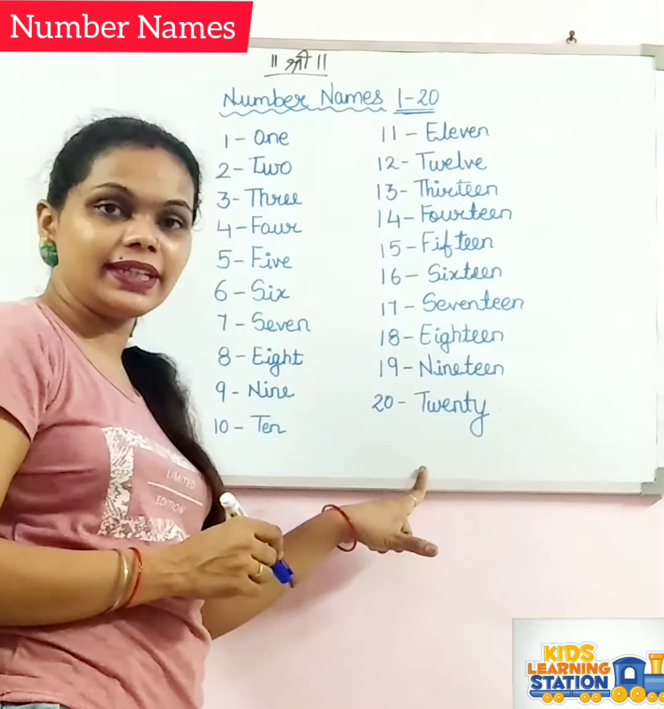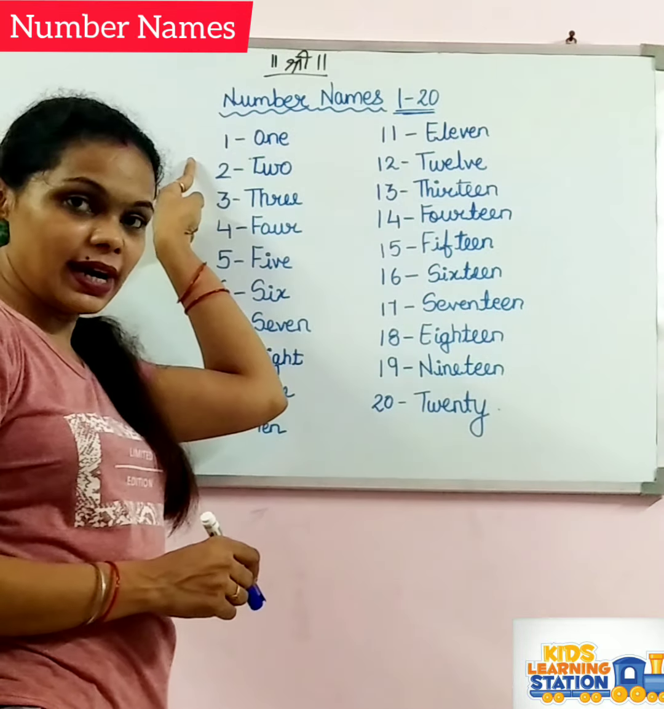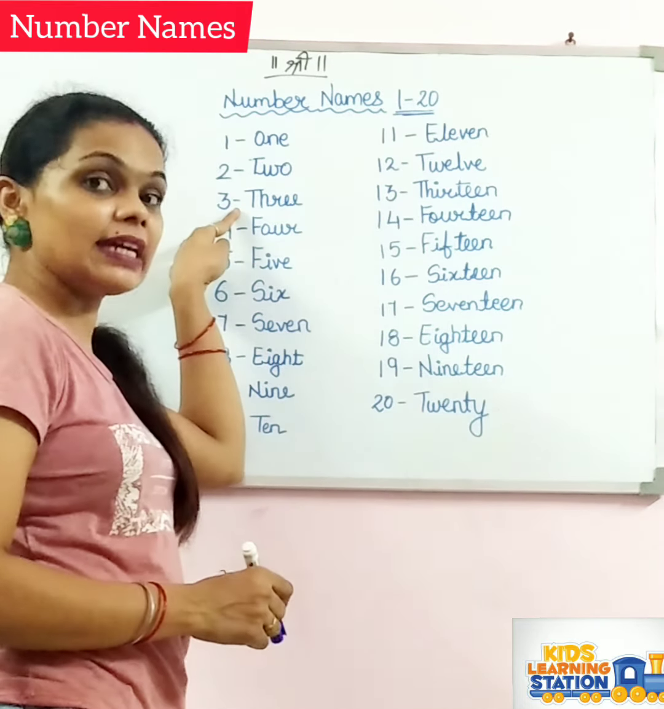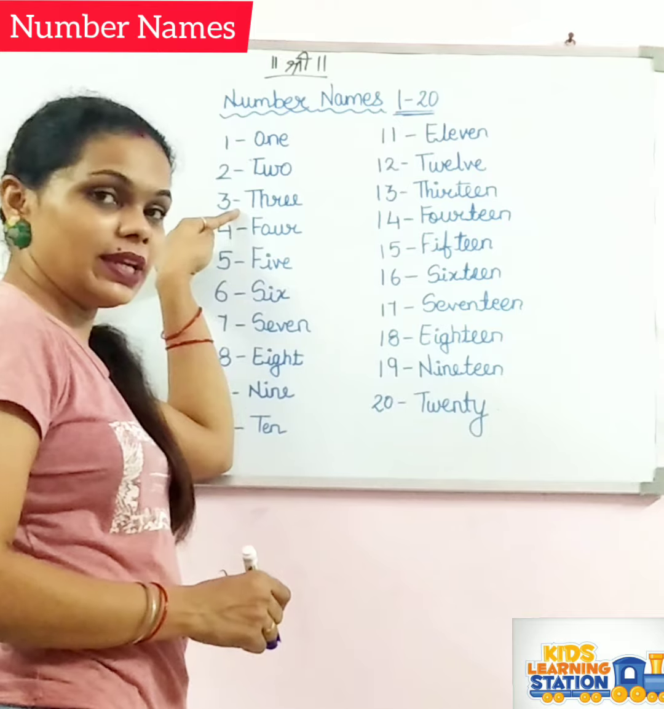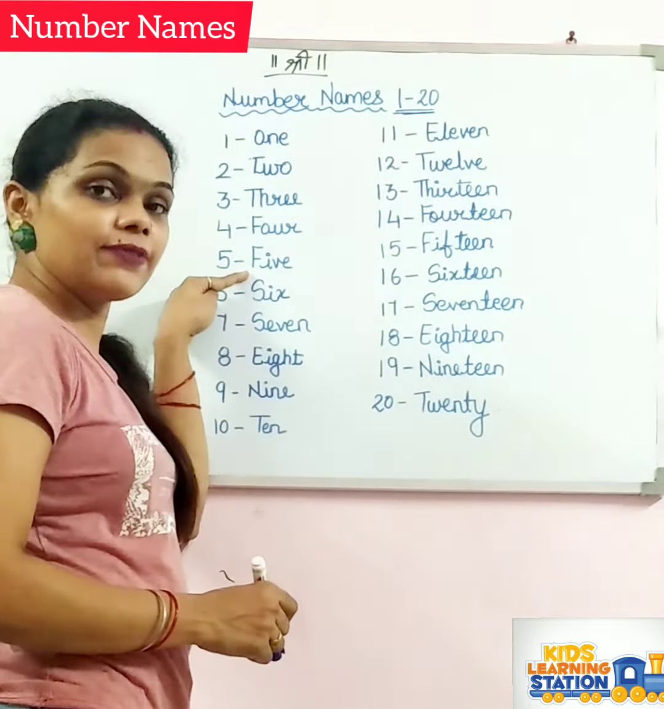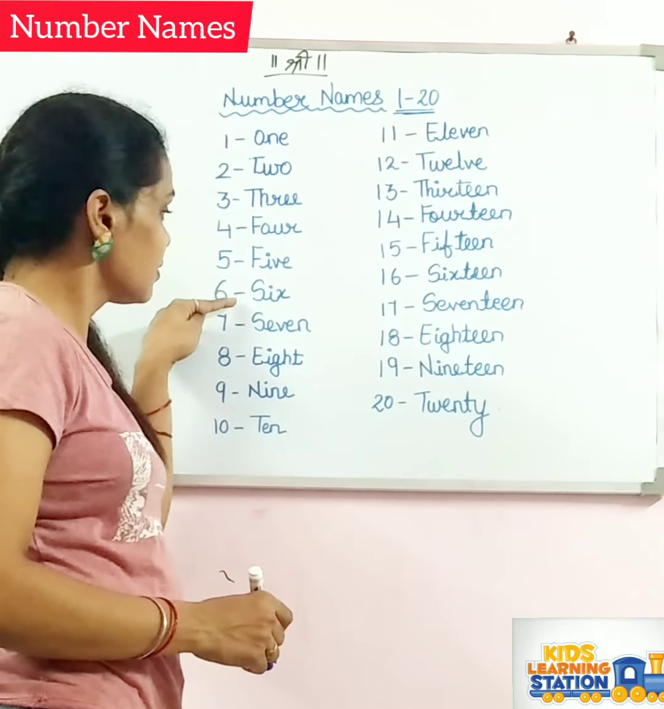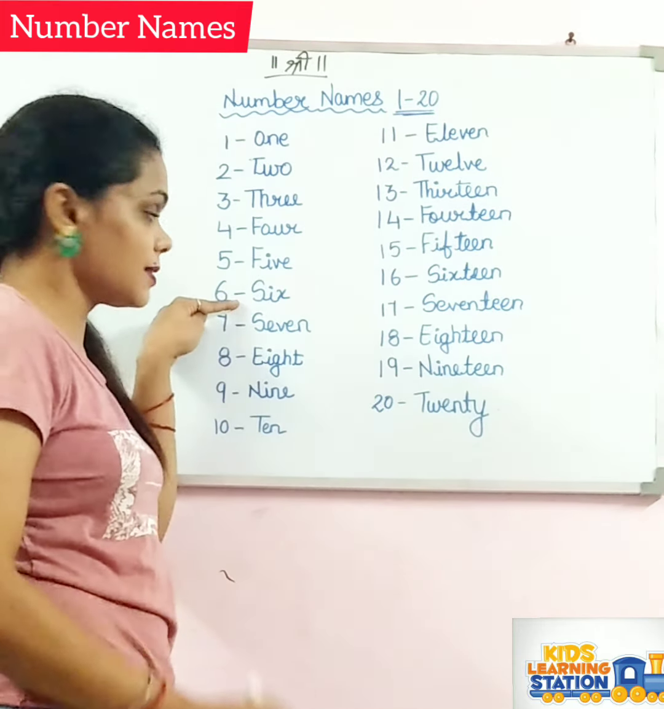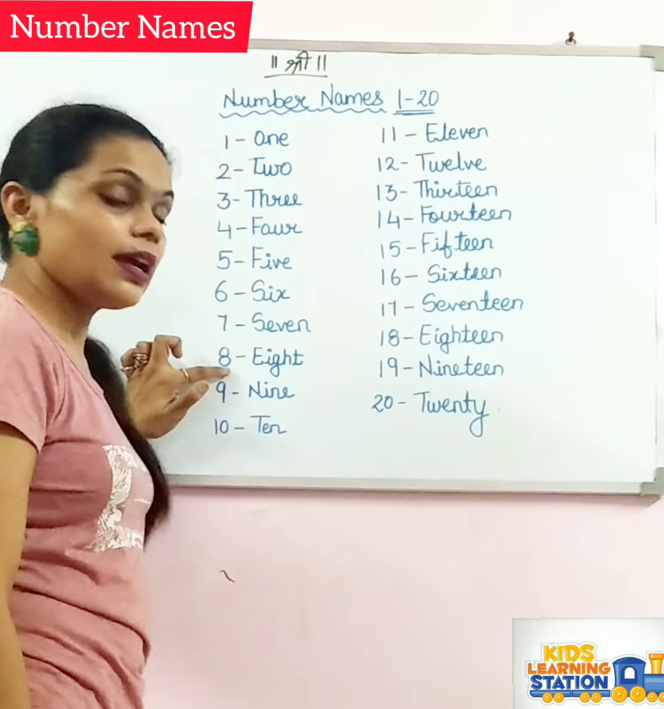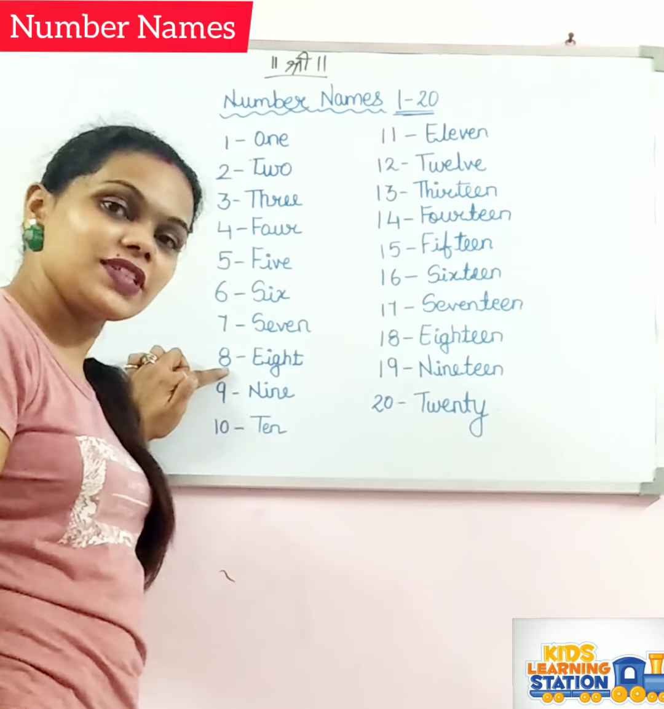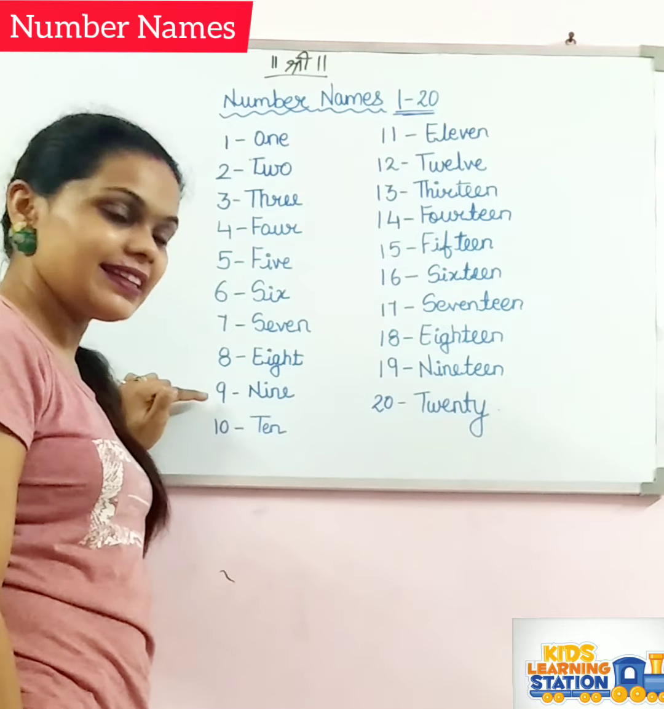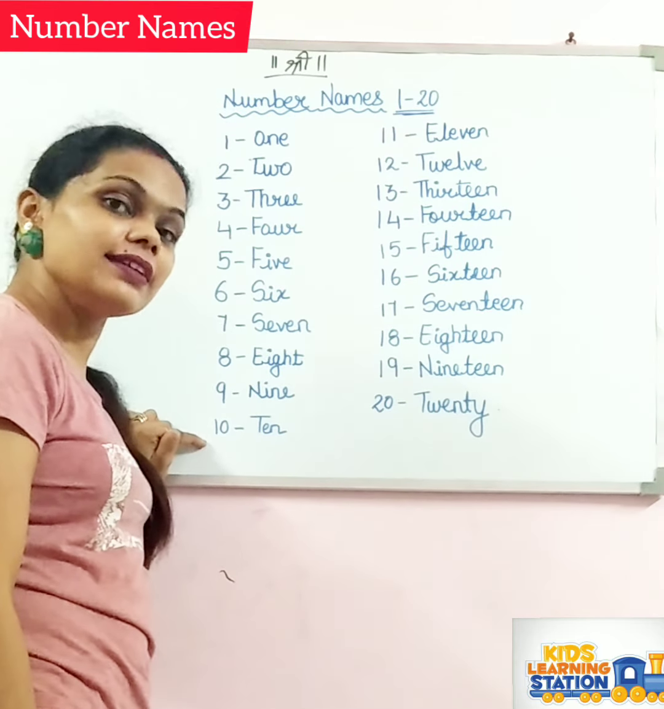From 1 to 20. O-N-E 1, T-W-O 2, T-H-R-E-E 3, F-O-U-R 4, F-I-V-E 5, S-I-X 6, S-E-V-E-N 7, E-I-G-H-T 8, N-I-N-E 9, T-E-N 10.